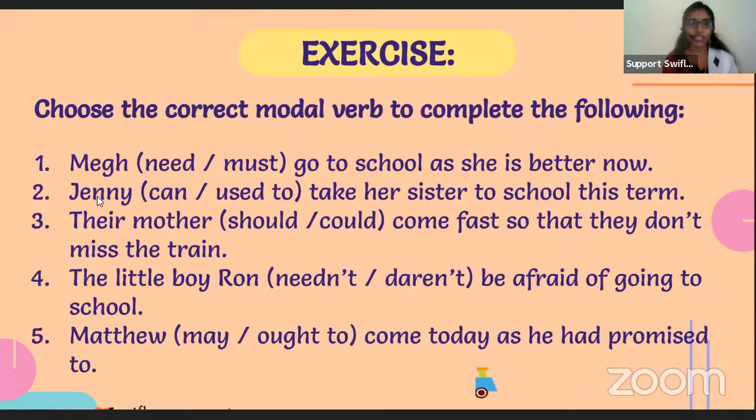Okay. So Jenny Dash take her sister to school this term. Jenny used to take her sister to school this term. Okay. Their mother Dash come fast so that they don't miss the train. Their mother should come fast so that they don't miss the train. The little boy Dash be afraid of going to the school. The little boy need not be afraid of going to the school.